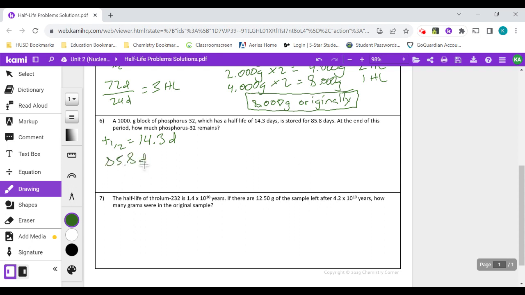We just have to do a little bit of math. 85.8 days divided by 14.3 days equals, 85.8 divided by 14.3, that is 6 half-lives.